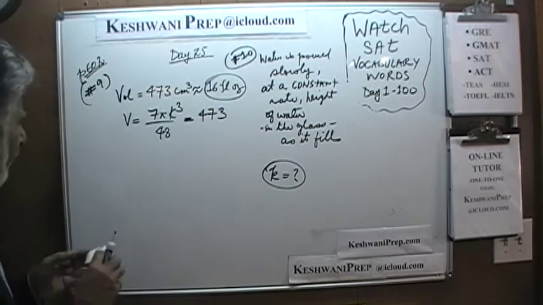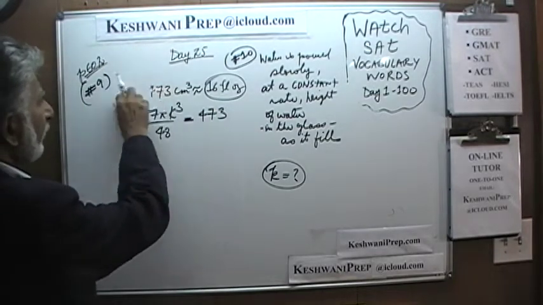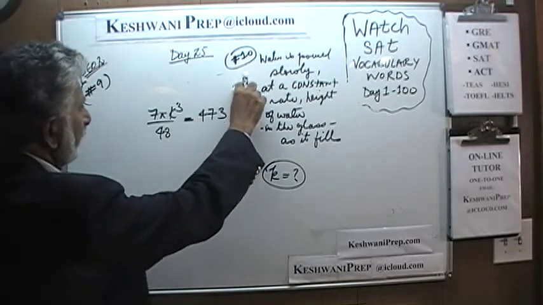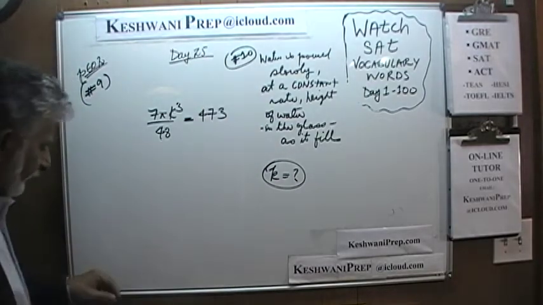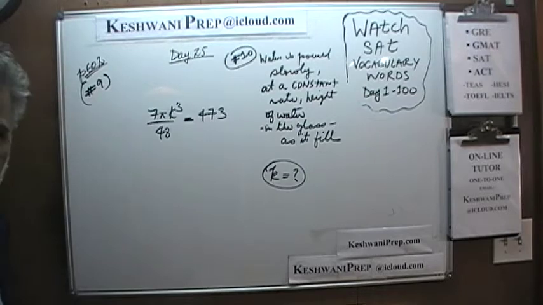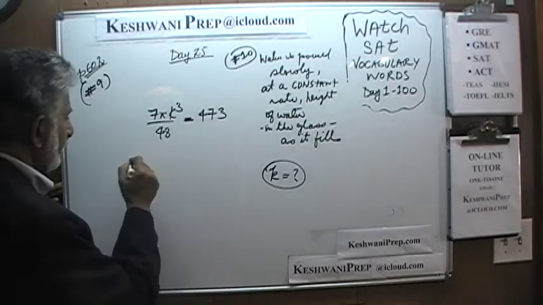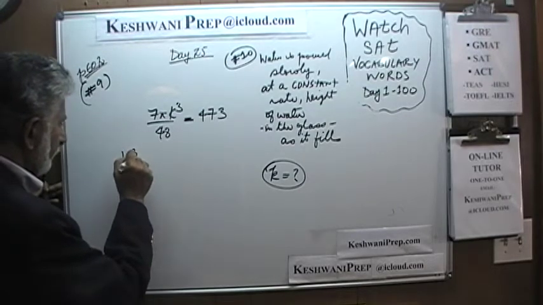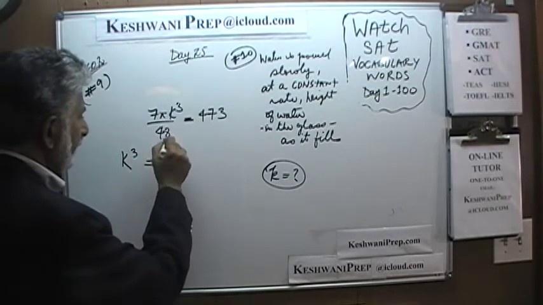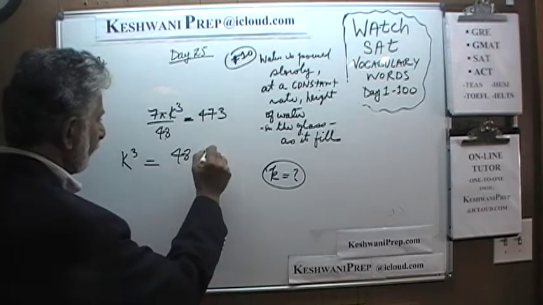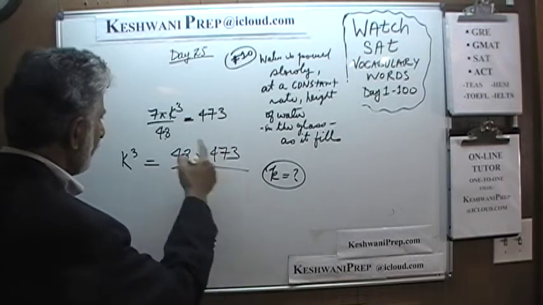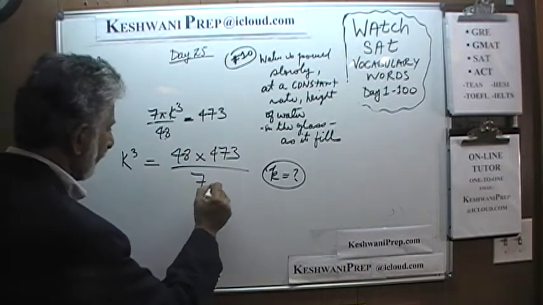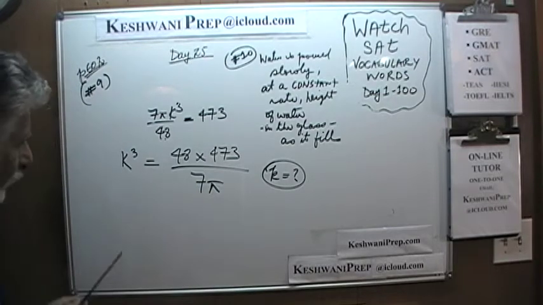473. So let's erase all the extraneous information that we don't need right now, so it's not that crowded. We also don't need that part. This is the equation we're working with, and we have to solve for k. Let's do that. It's k cubed. So please just bring the 48 to the top. So k cubed should equal 48 times 473 over 7 pi. Simple enough?